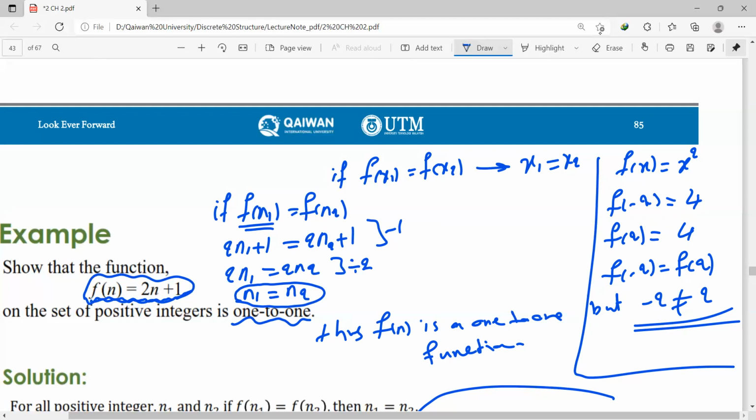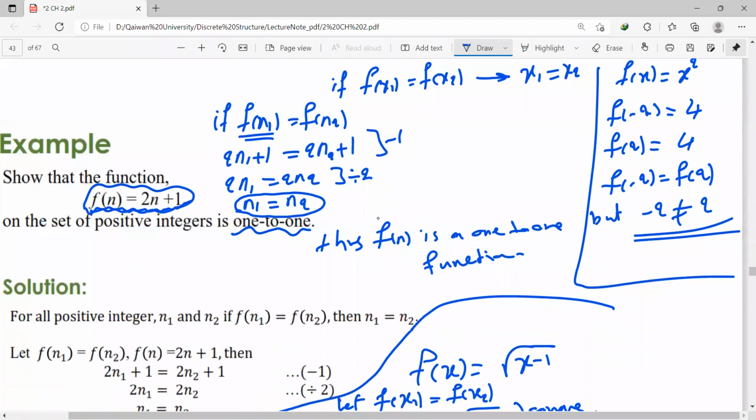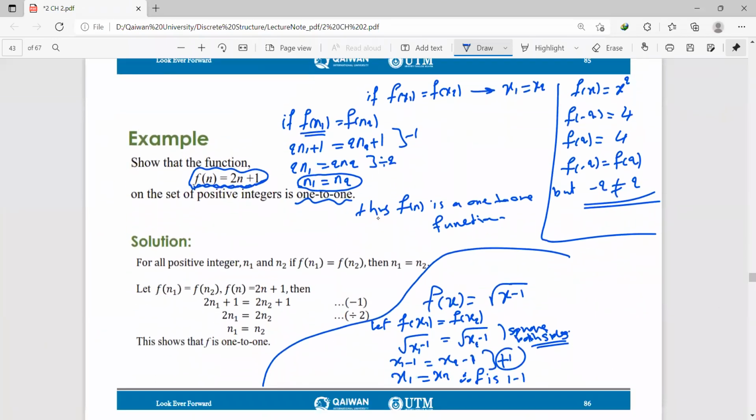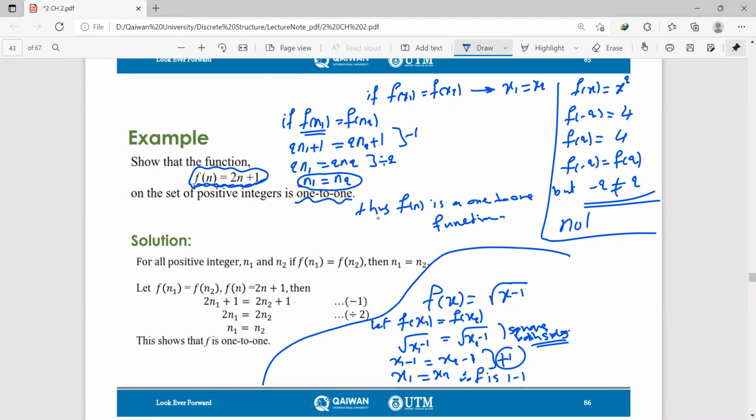Okay. So that's an example about not one-to-one.